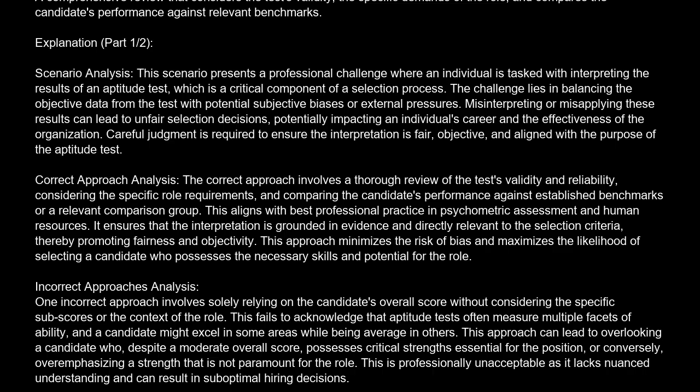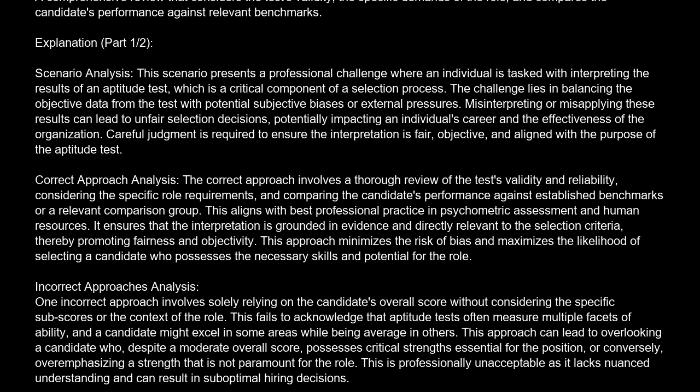Misinterpreting or misapplying these results can lead to unfair selection decisions, potentially impacting an individual's career and the effectiveness of the organization. Careful judgment is required to ensure the interpretation is fair, objective, and aligned with the purpose of the aptitude test. Correct approach analysis. The correct approach involves a thorough review of the test's validity and reliability, considering the specific role requirements, and comparing the candidate's performance against established benchmarks or a relevant comparison group.